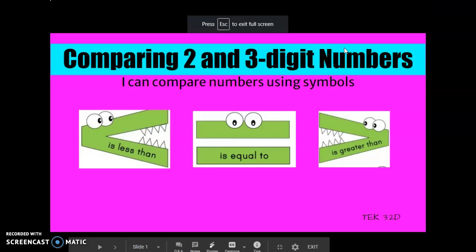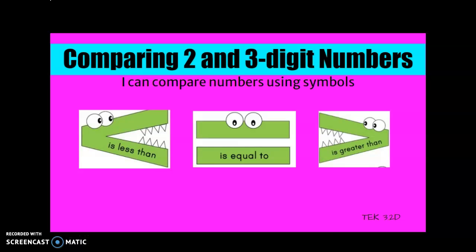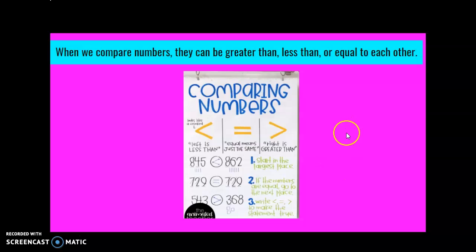Hi friends! Okay, so today we will be reviewing how to compare 2 and 3-digit numbers. Our goal today says I can compare numbers using symbols. And so you see here, these are the symbols that we're going to learn about today. Our first symbol says is less than, is equal to, and is greater than. Let's find out more about these symbols.